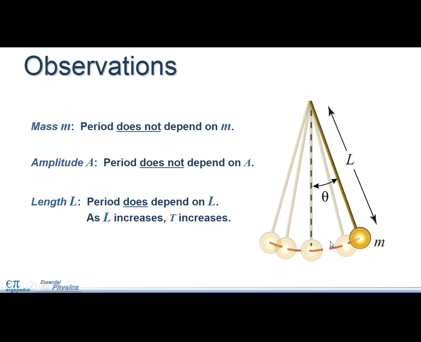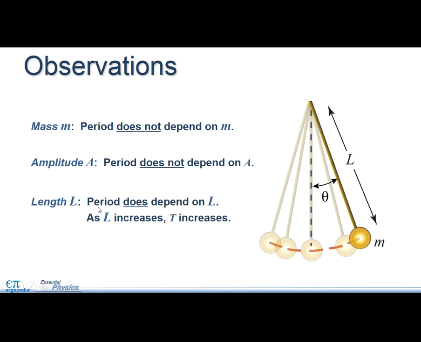The amplitude, at least to first order, does not matter. The A in this case would be theta, how far away you bring it from the equilibrium. You tried 10, 20, 30 degrees, and you really didn't see much of a trend. It does turn out that if you were to keep going, you would find a slight deviation once you get beyond about 20 degrees or so. But changing the amplitude in this small angle range doesn't make any difference.